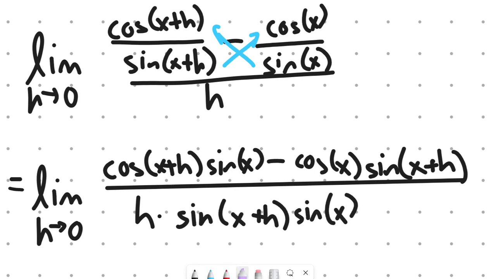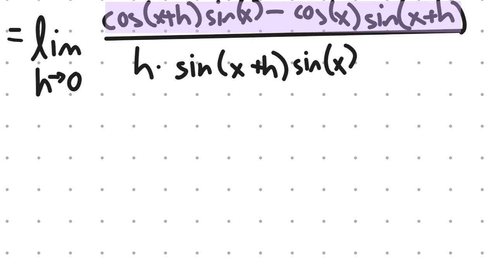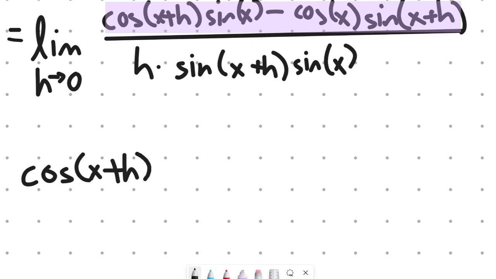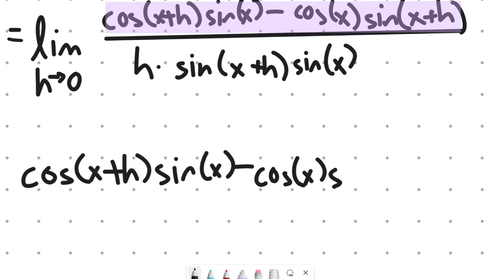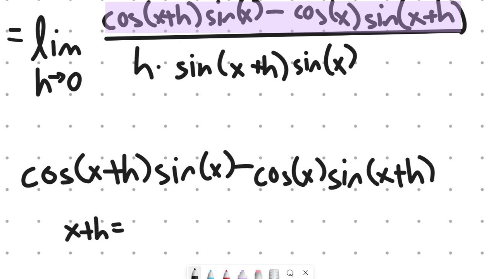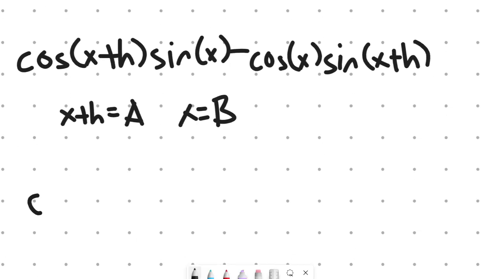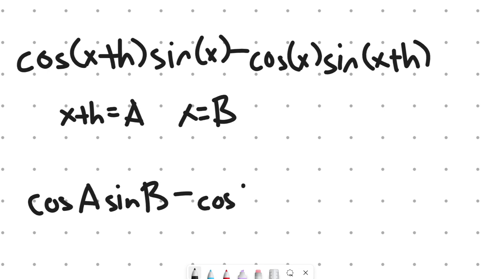Now what I want you to see is this numerator. It reminds us of something. Let me write it down again: cosine of x plus h times sine x, minus cosine of x times sine of x plus h. If we let x plus h equal a and x equal b, then the expression becomes cosine a sine b minus cosine b sine a.